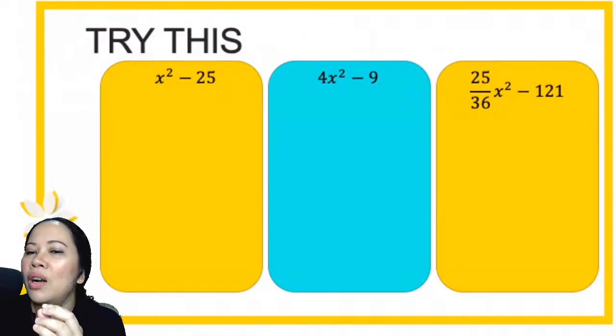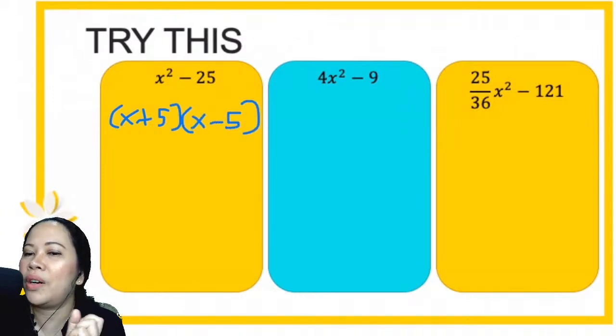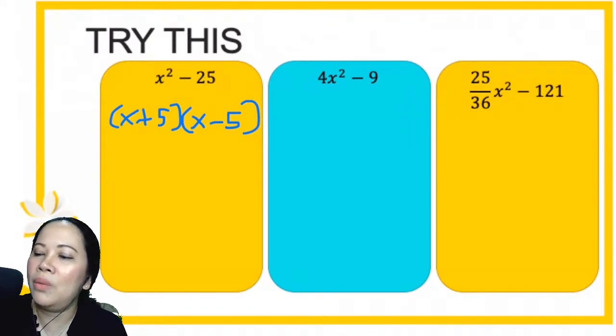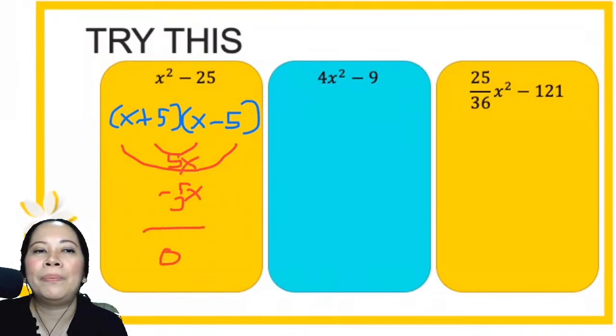Midnight Mango, you are correct, only with a sign. It's always plus and minus. So x plus 5 times x minus 5. But you are correct. Tokushima, you are right. Okay? x minus 5 and x plus 5. Again, why is it plus and minus? For the reason that we don't have a middle term. So the outer will be negative 5x, and the inner positive 5x, which is 0, which is the middle term.